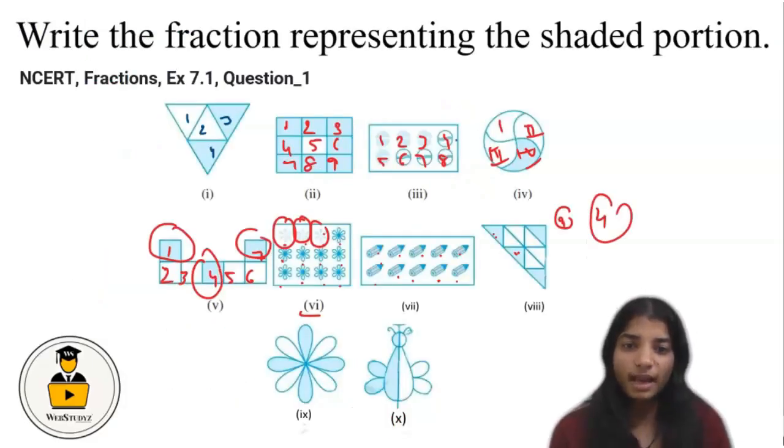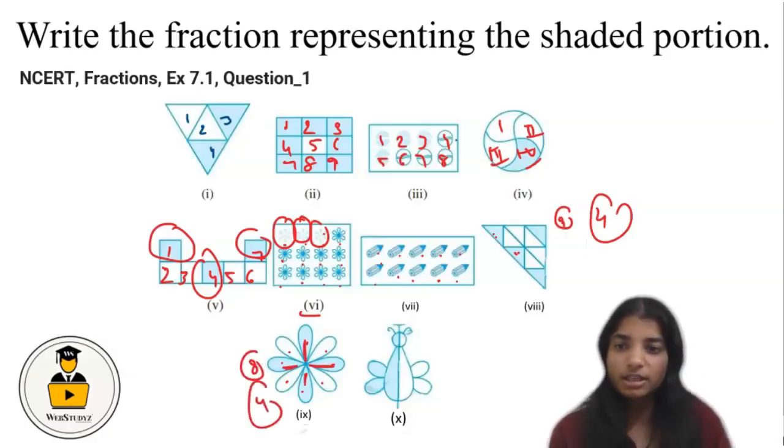Now in this part 9, this flower is given. We are going to calculate its petals. So these are 1, 2, 3, 4, 5, 6, 7 and 8. Total 8 petals are there, out of which 1, 2, 3 and 4, 4 petals are shaded. So from here we have to find out the fraction of shaded to the total.